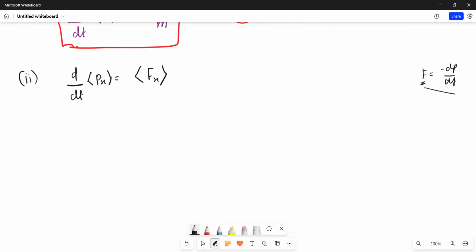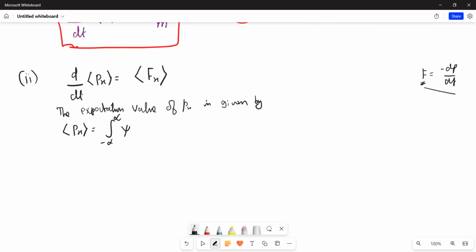Now consider the expectation value of px, that is given by, what we are getting. Consider the expectation value of px, that is nothing but the integral over minus infinity to plus infinity of psi star, minus i h cross dou by dou x, then psi, dx. That's all. So now a small simplification we are going to do on this for getting the proof of the second equation.